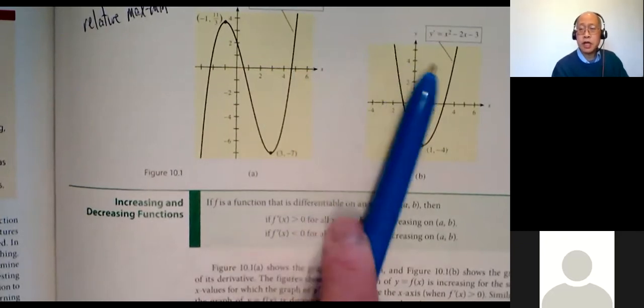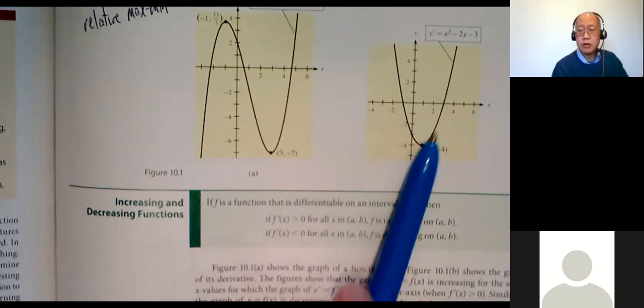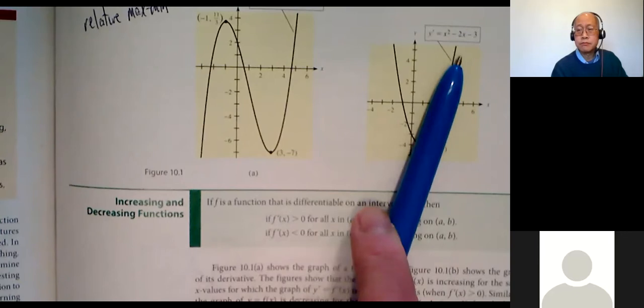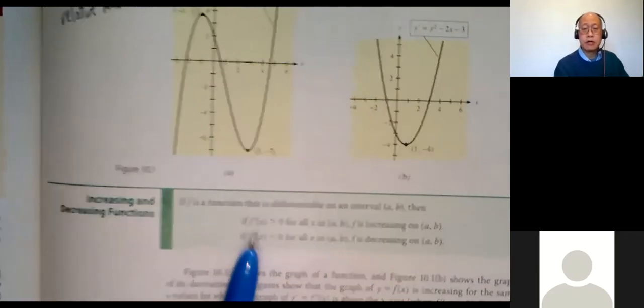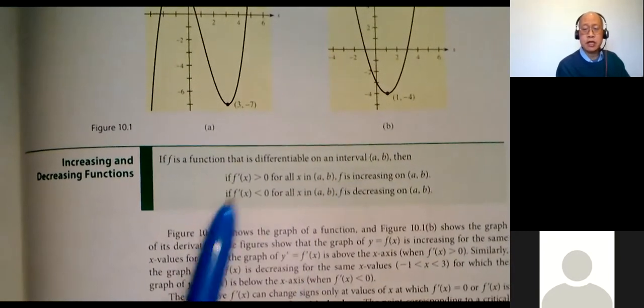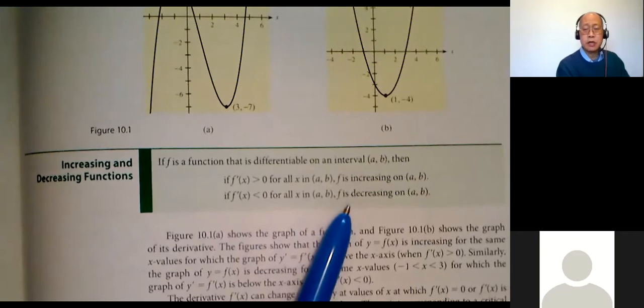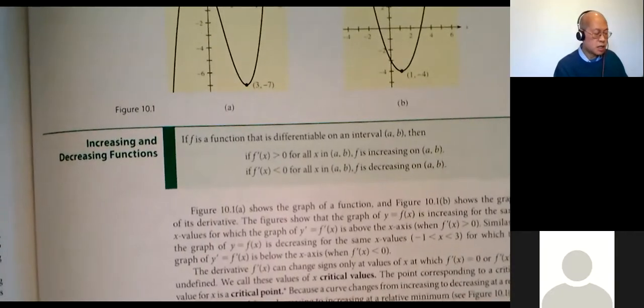This graph looks like a parabola. Negative slope, negative derivative, positive slope. So positive derivative, right? So F prime of x greater than 0 means F is increasing. F prime of x less than 0, decreasing. Okay. Page 631. You can put this on your next cheat sheet.